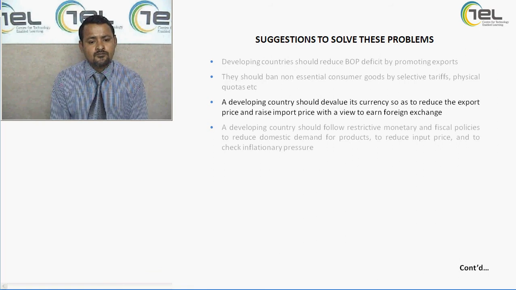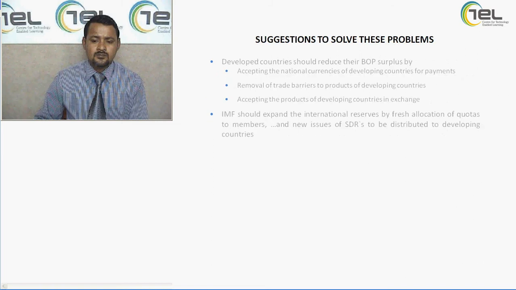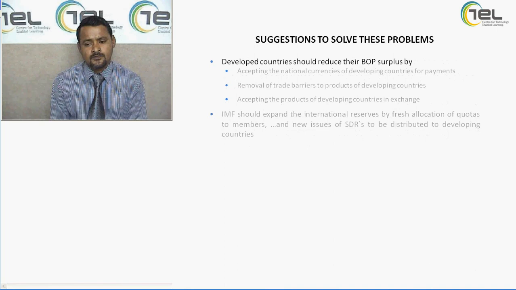Developed countries should reduce their BOP surplus, which means accepting national currencies of developing countries for payments. Because what we see generally is that the United States of America doesn't receive rupees. Rupee is a strong currency if you compare it with that of some African and Asian countries. So removal of trade barriers is also required apart from receiving currencies from developing countries.